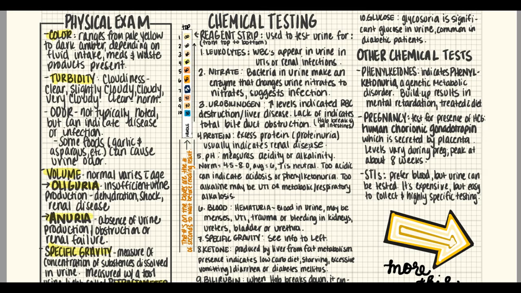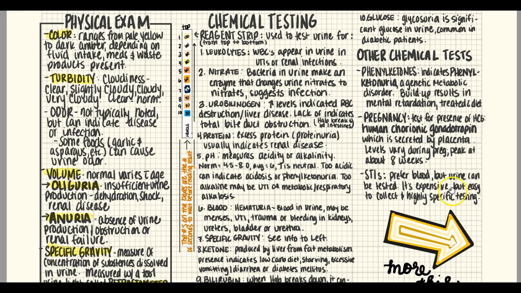Number 8 is the ketones. Ketones are produced by the liver from fat metabolism, and so their presence in the urine indicates a low-carb diet. That's the keto diet that everybody is raving about. It can also indicate starvation, excessive vomiting, diarrhea, or can be an indicator for diabetes.